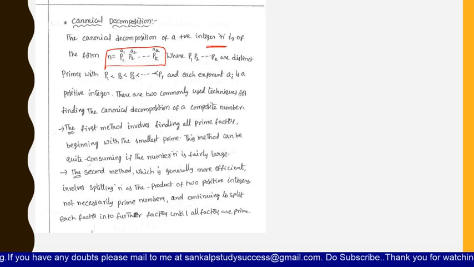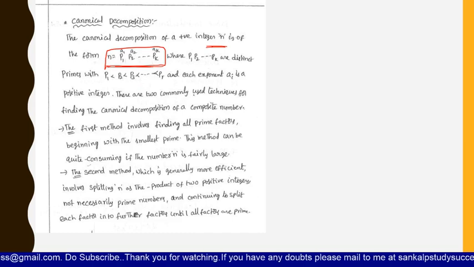That means we are expressing a number in the form of a product of primes only, because p1, p2 and so on up to pk are nothing but prime numbers. But for these prime numbers we also have powers, that is a1, a2 and so on up to ak, which are the exponents. Those are nothing but the powers. So if you express any number in this format, it is nothing but the canonical decomposition.